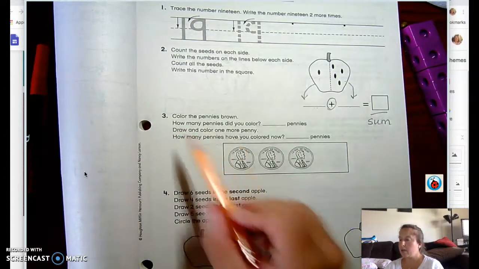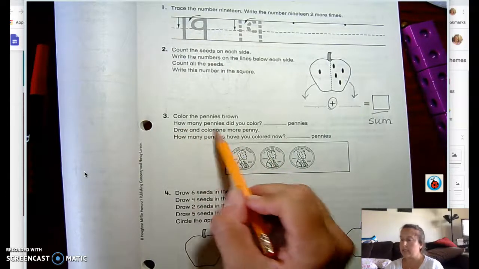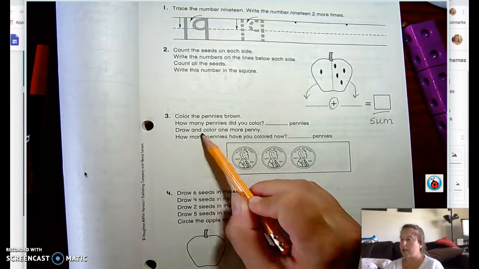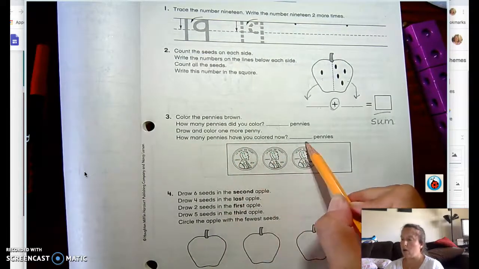Number 3, color the pennies brown. How many pennies did you color? Write the number here. Draw and color 1 more penny. How many pennies have you colored now? Write the number here.